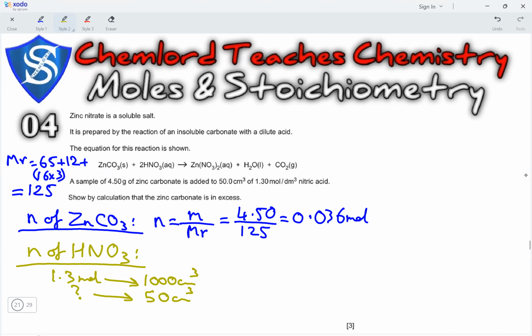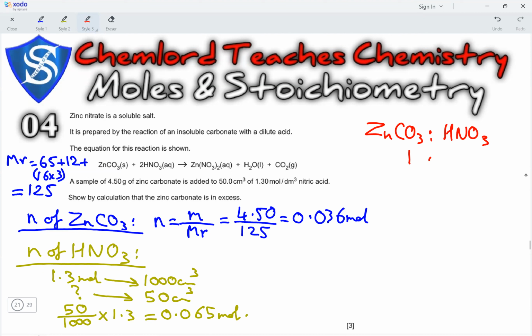So this would be calculated as 50 upon 1000 times 1.3, and when we calculate these values we end up with 0.065 moles of HNO3 present. Now the molar ratio of reaction between zinc carbonate and HNO3 according to the given equation is 1 is to 2.